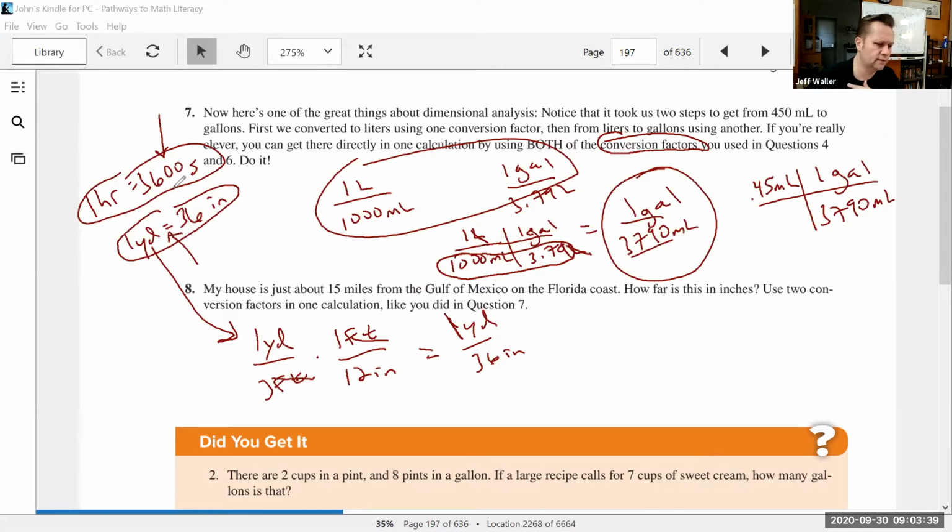Same thing with the seconds. You guys see that? You can combine multiple conversion factors. And we did it. We just didn't do it looking like this. Yes. Okay.